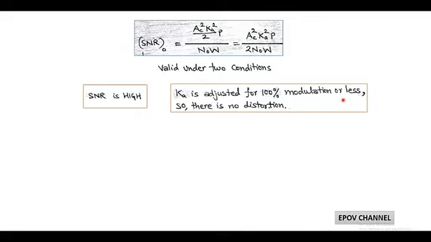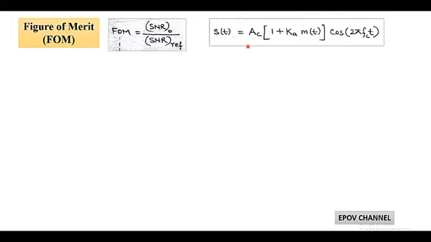Next, in order to analyze noise performance in the AM envelope detector, we have to find the figure of merit. The figure of merit is the ratio of output SNR to reference SNR. Here the output SNR is already determined. And for the reference SNR, we consider the input signal s(t), which is a double sideband full carrier, and it equals Ac [1 + ka m(t)] cos 2πfct.